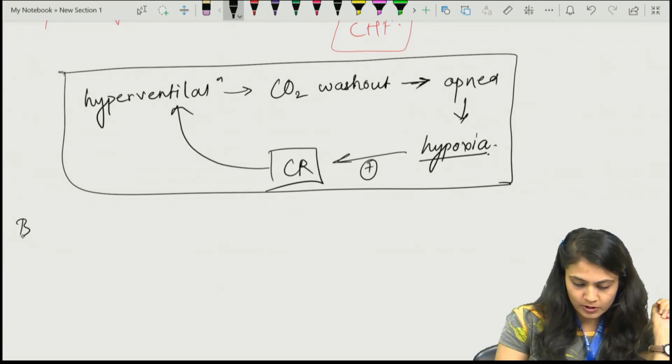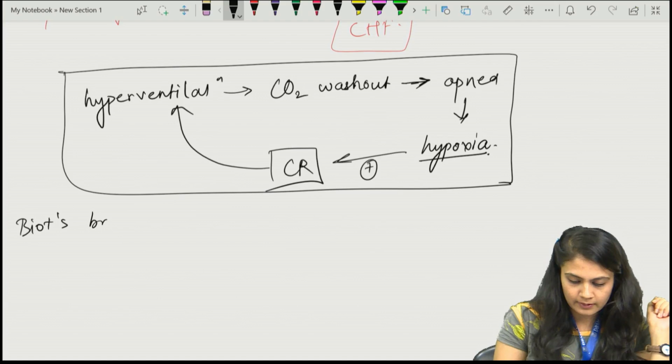Then they gave in the options Biot's breathing. What is Biot's breathing then?